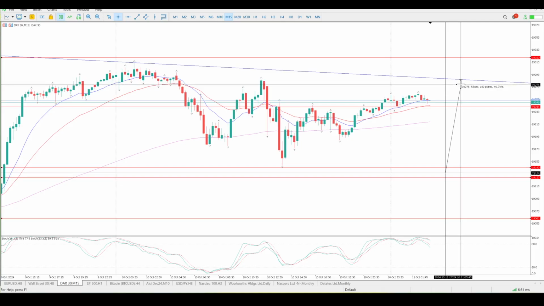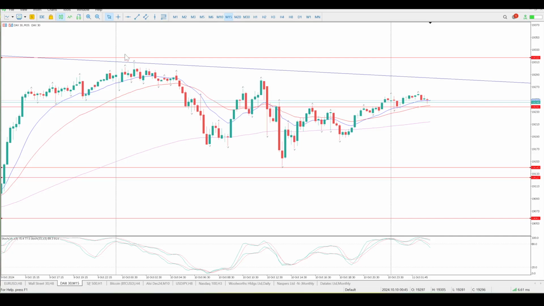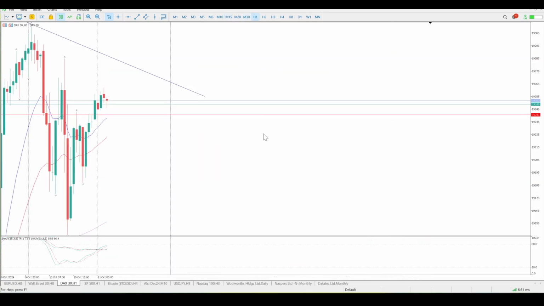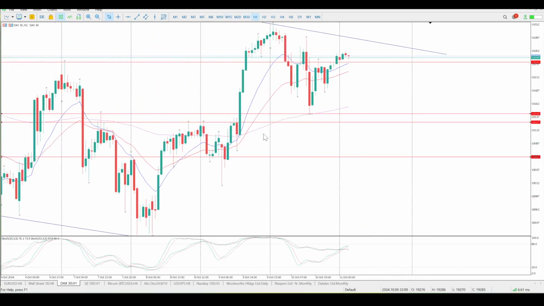19,280, 19,275. Just look left, you can see all this chaos from yesterday. I don't think I'll be aiming for a break of this trend line or a break of the level higher up today anyway. That's the only opportunity that I do see at the moment. So yeah, if that doesn't happen, we'll be sitting on the sidelines and we'll just wait for Monday morning.